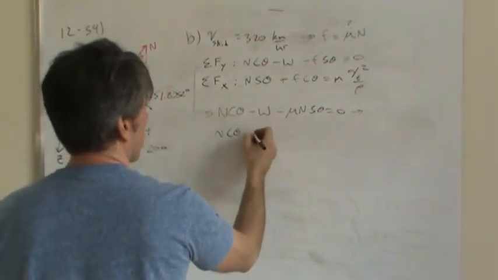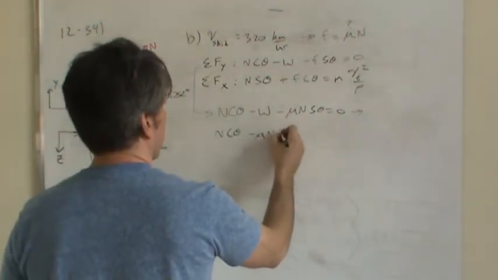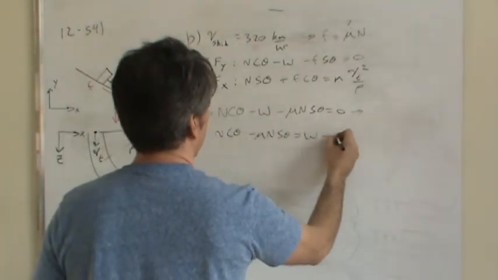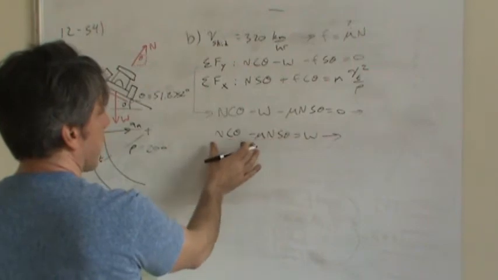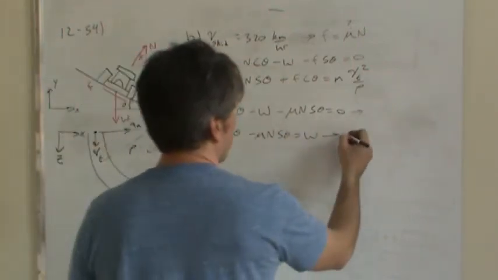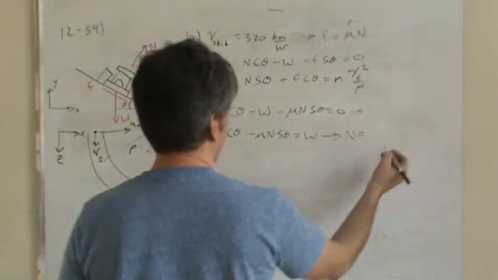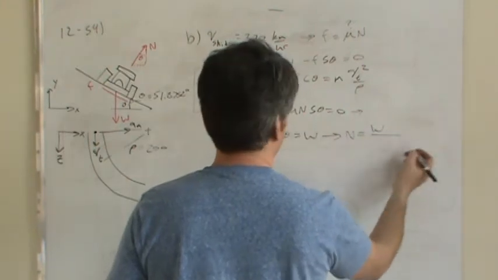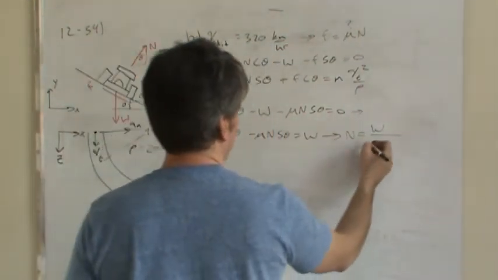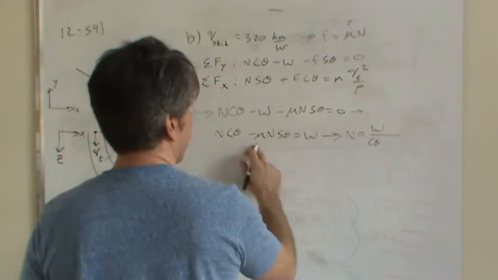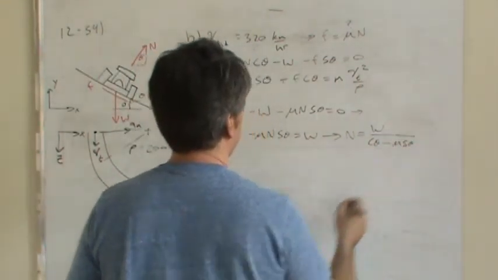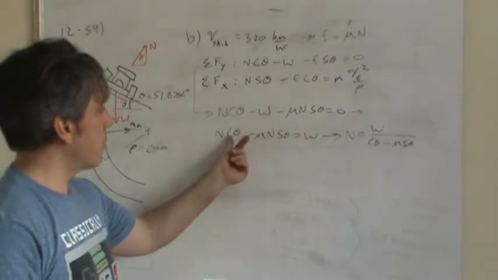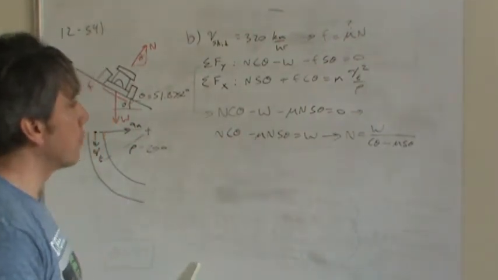N cosine theta less mu n sine theta equals weight. And then you would take the factors for n out and divide them on the other side. So you would end up with normal force equals weight divided by cosine of theta less mu sine theta. Okay, because those are just the multipliers on the normal force.